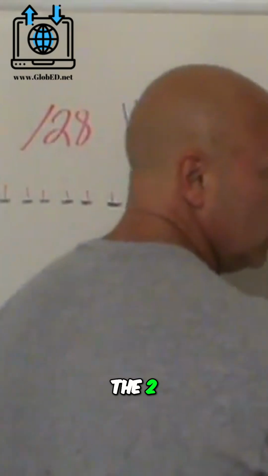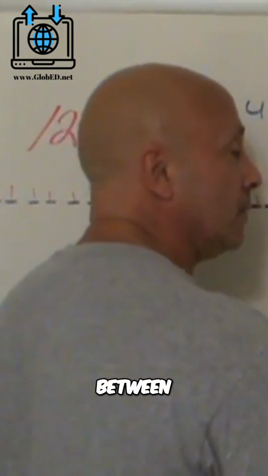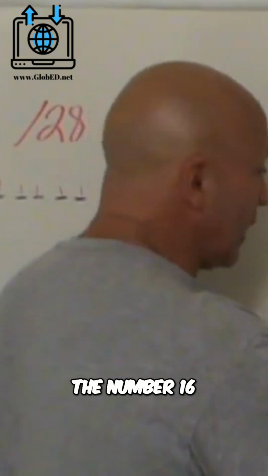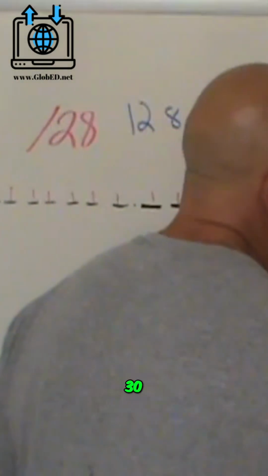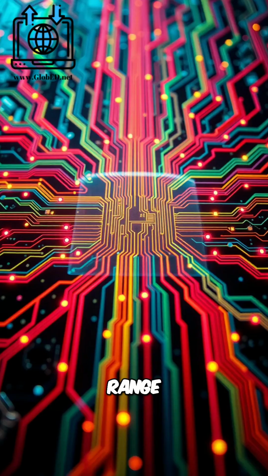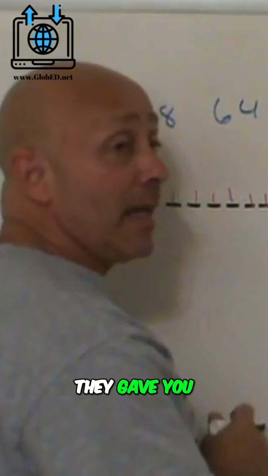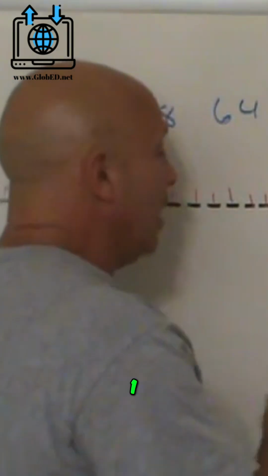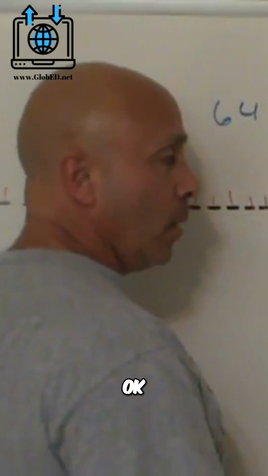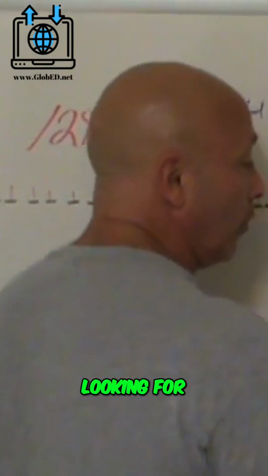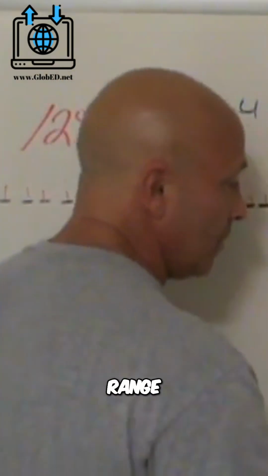So once you got the 2 that you cannot put, then what's in between? Well, what's after 16? 17. What's before 31? 30. That is your range. This is what you can assign to the computers. Whatever these 3 numbers they gave you, it doesn't matter. This could be 10.1.1. This could be 192.168.100. It does not matter what they gave you. This is what you're looking for: the network ID, the broadcast address, and the usable range.